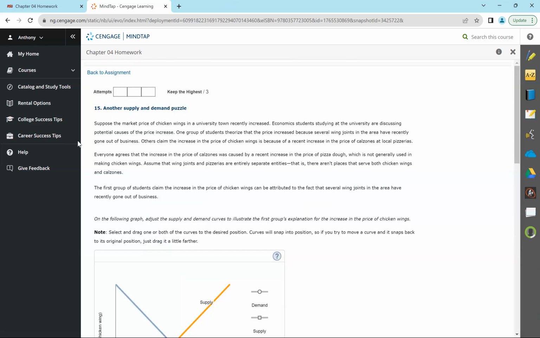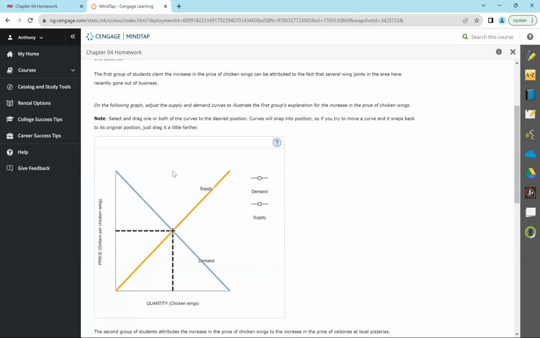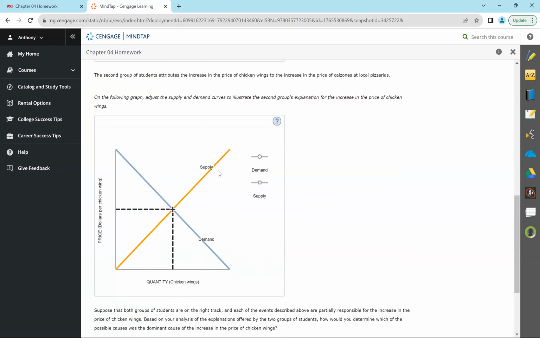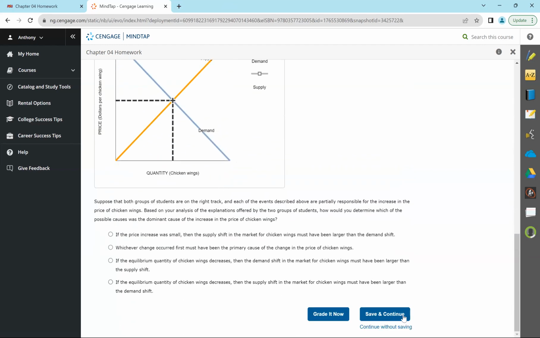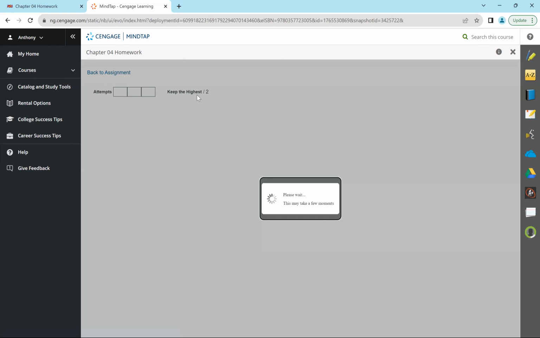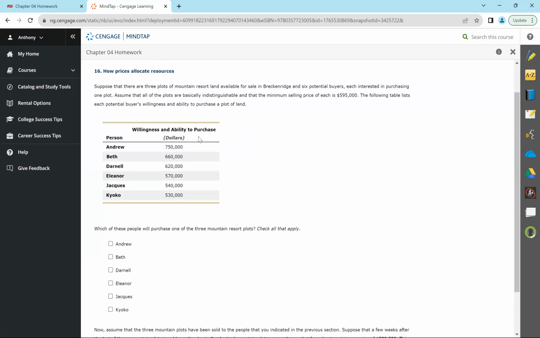I know this isn't sexy as a study thing, but you could use this as a study tool for your exams. You could go and redo these ones as well.